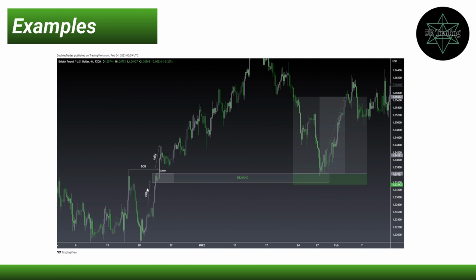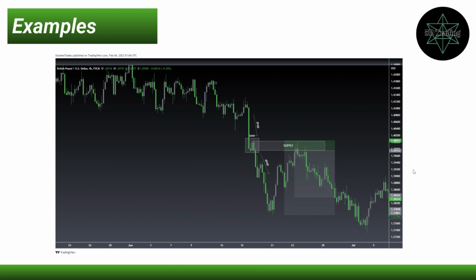Okay, so we have a rally, which is this impulsive move up. We then have a slight accumulation, which is the base. Then we have another rally, which breaks structure and creates a demand zone where we then enter from and target the weak highs.